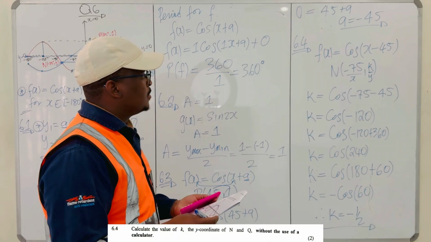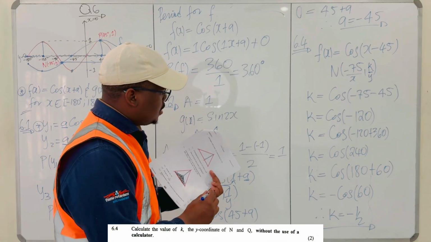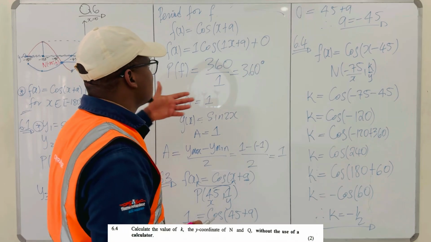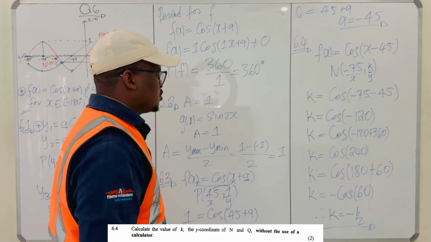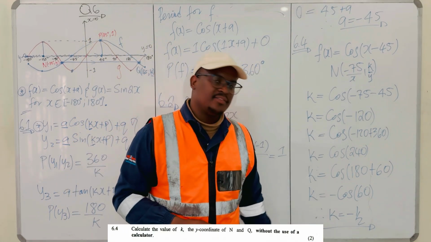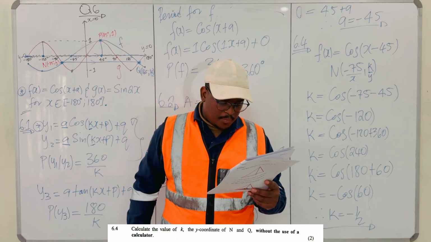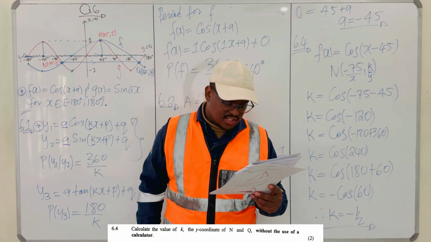So yeah. It could maybe have been easier if you used g instead of f. So your k is equal to a negative half. And we're done with 6.4. I'm going to clean the board and we do 6.5. Let's clean the board.